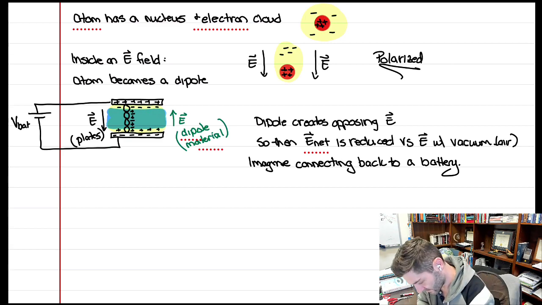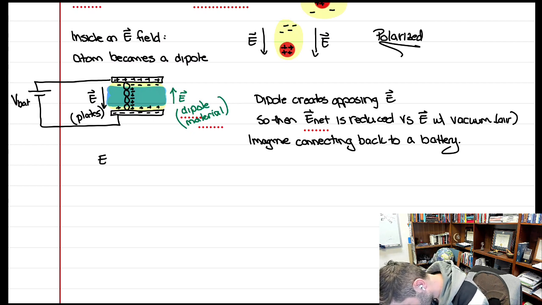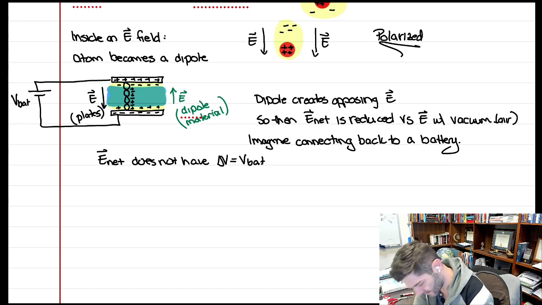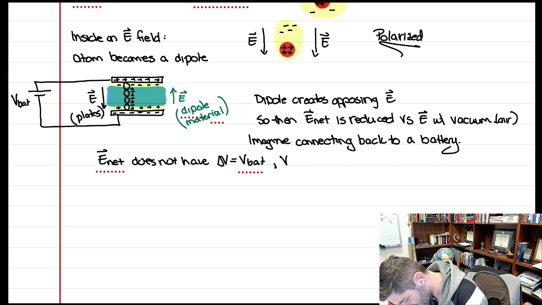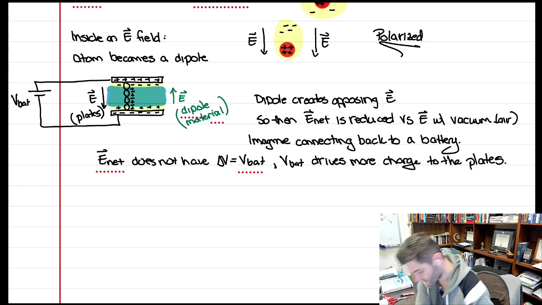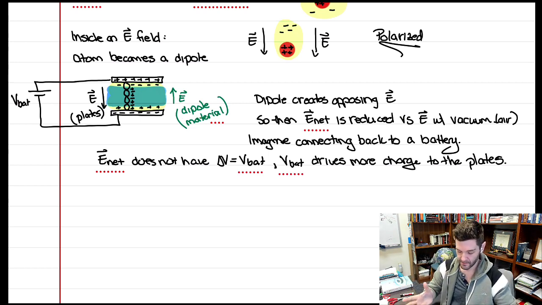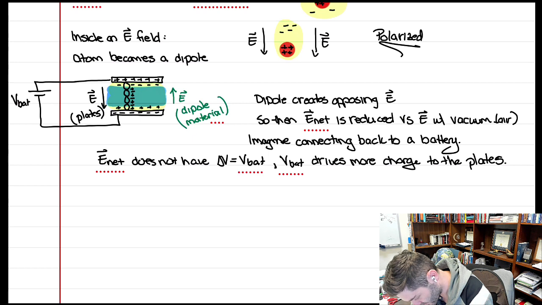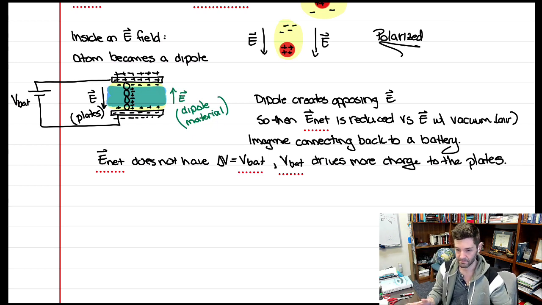So if that electric field, since E net does not have a potential difference equal to the battery, because the net electric field is reduced, the battery drives more charge to the plates. In order to get that delta V back, because the dipoles have kind of denuded the potential across the plates because the electric field has gotten weaker. So then the battery starts to push more charge towards the plates, and as a result, more charge builds up, and the electric field is pumped back up again.